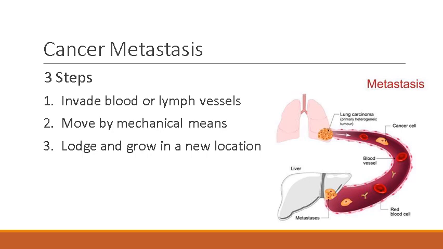Lung cancer tissues or cells get into the lymph system or through the vascular system, and they travel to another area of the body and decide to lodge and invade. So in this example, they travel and invade the liver. So this person would have lung cancer that has metastasized to the liver.